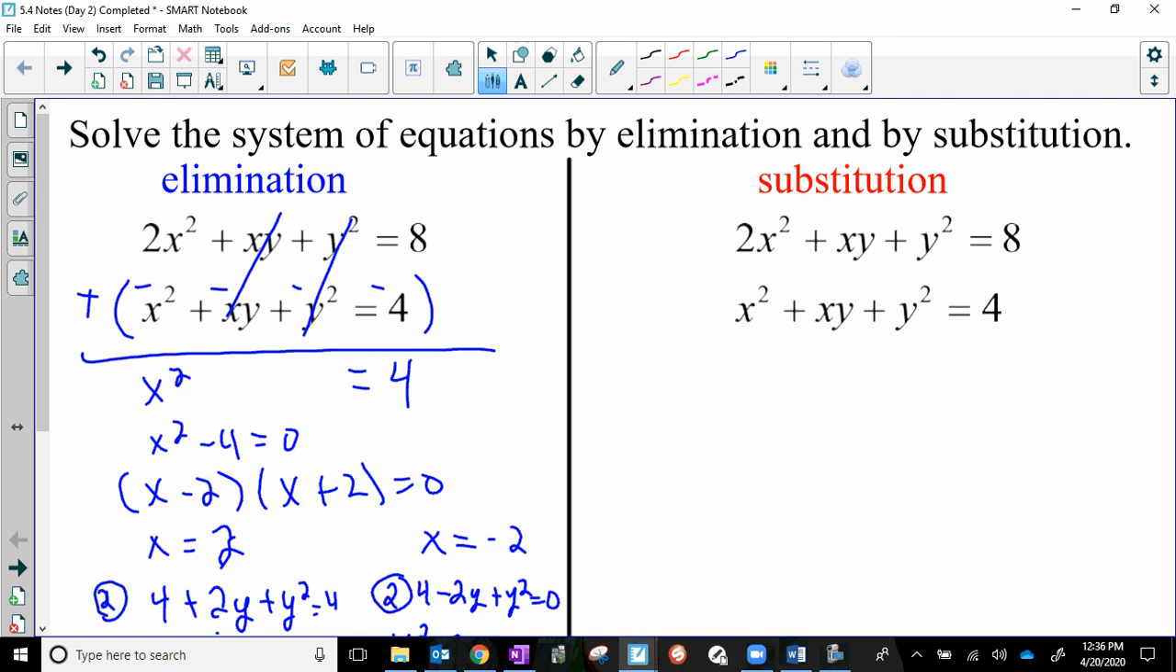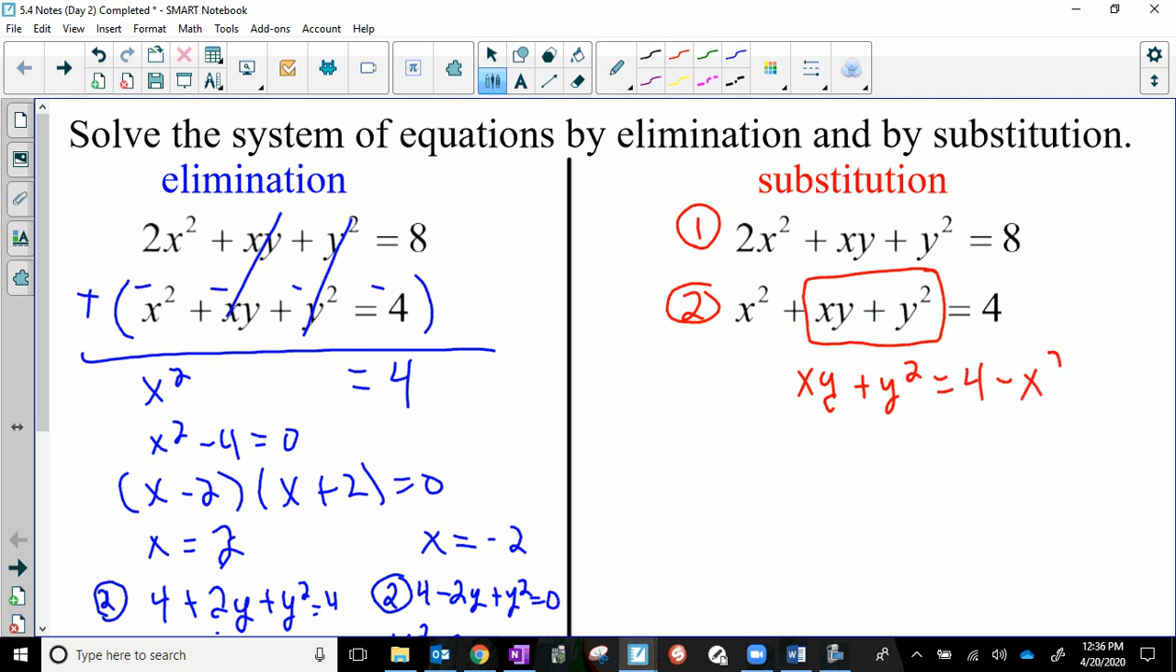So what I'm going to look for is, if I was thinking if I could eliminate, I could get rid of the y terms. Well, that's what I substitute for. So I'm going to go to the second equation. I'm going to get this expression completely by itself. Then I'll replace this with that expression I come up with in the other equation. So I want to get that xy plus y squared completely by itself. So I subtract the x squared over. So now I'm going to take this 4 minus x squared, and I'm going to just plug it right in to that expression in the first equation.